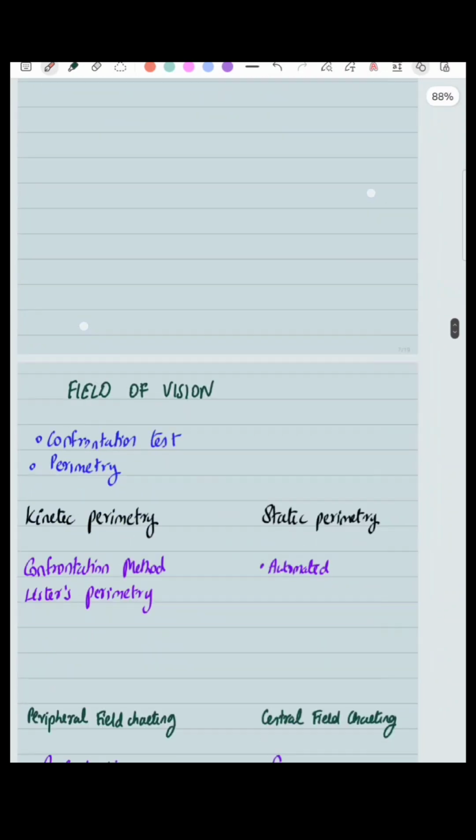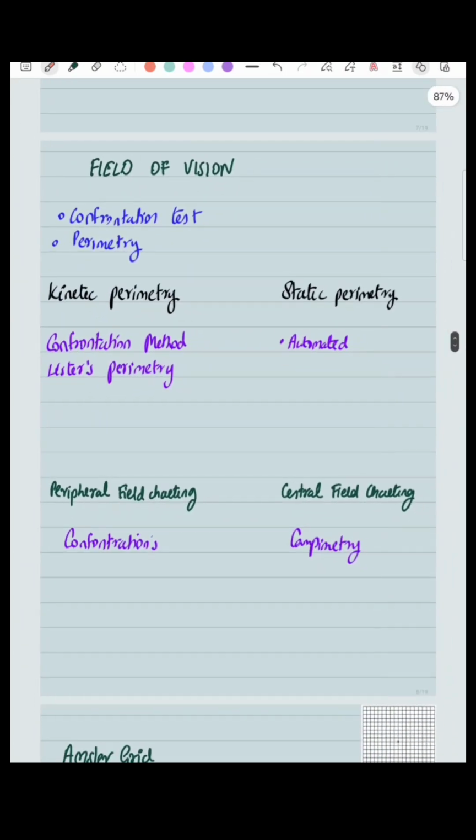Next, coming to field of vision. For field of vision, there is the confrontation test and perimetry. Perimetry has kinetic perimetry and static perimetry. Kinetic perimetry can be the confrontation method, Lister's perimetry, tangent screen, scotometry, and Goldmann's perimetry. These are the examples of kinetic perimetry. That is kinetic, where the stimulus is moving. In static perimetry, the stimulus is fixed.